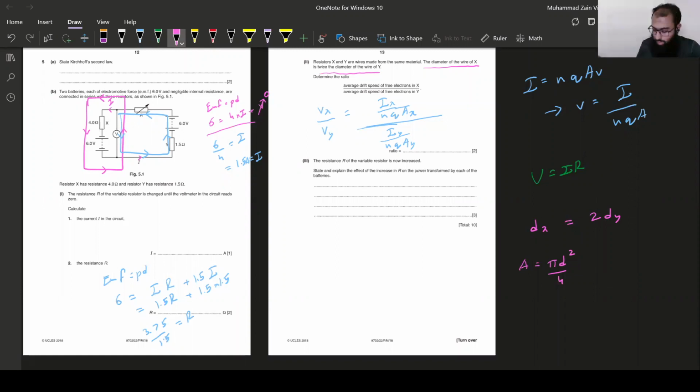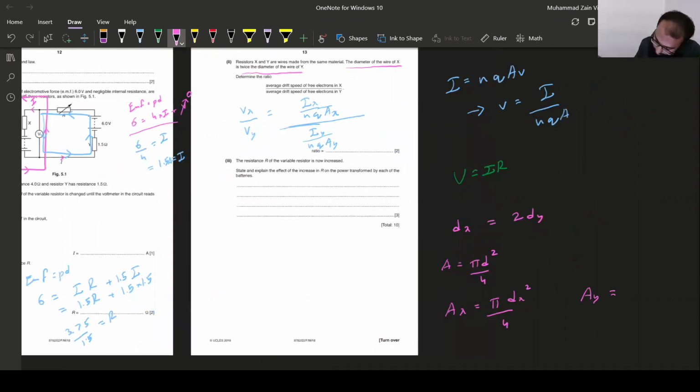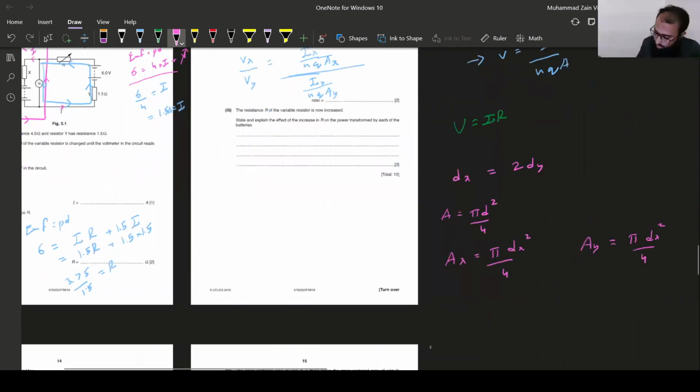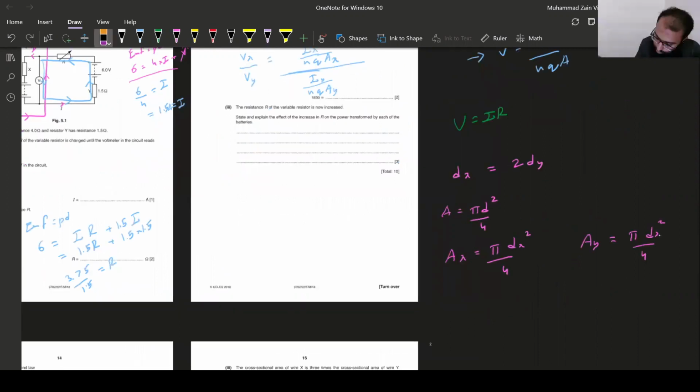So the area of X would be pi dx squared divided by 4, and the area of Y would be pi dy squared divided by 4. Sorry, not dx squared, dy squared. Yes, you're right. It would be 4 times the area, but I'm just getting to the derivation of how it would be 4 times the area. So now I make this substitution.